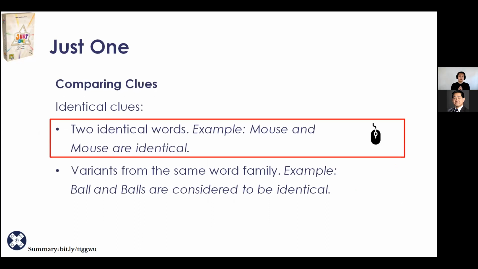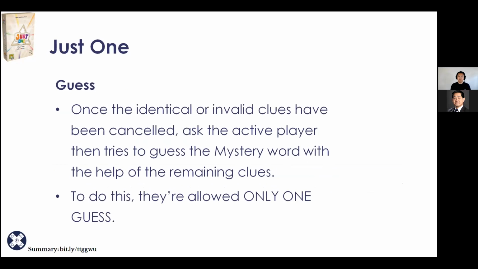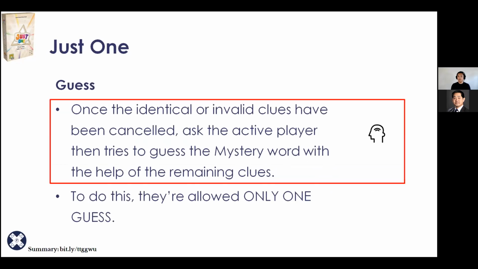When you are comparing clues, you're going to remove all those identical clues. Identical words, like mouse and mouse, are identical because it's the same exact word. Also, variants of the same word are going to be removed. So if you write ball and another person writes balls, those 2 clues are going to cancel each other out because they are the same word, just one is a plural version of the other. All right, so once all the identical or invalid clues have been canceled, we ask the active player, me, to try to guess the mystery word with the help of the remaining clues. Remember, 2 people wrote the same word, rocks, so those clues cancel each other out.